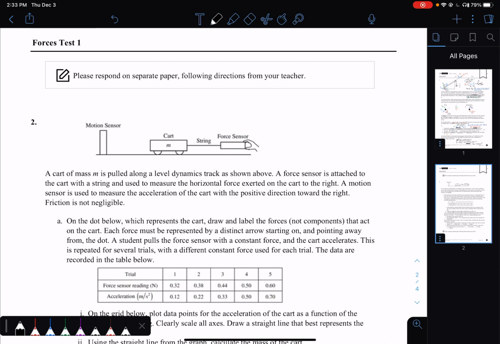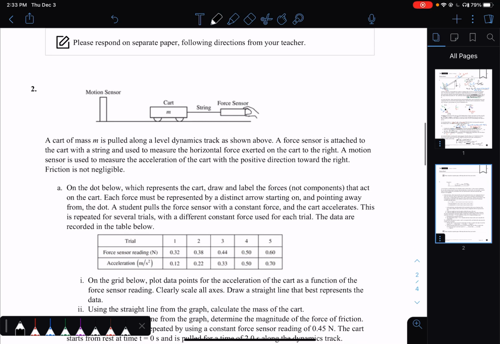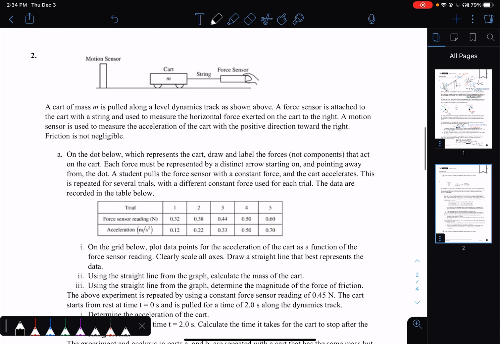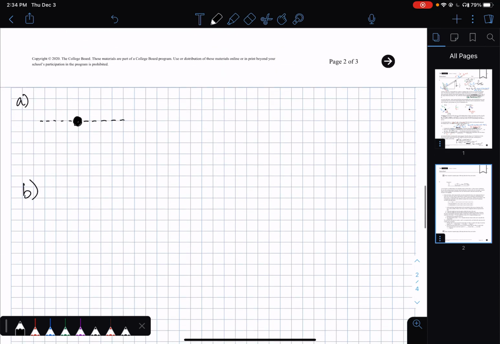So this is starting with your second free response. We have a motion detector watching a cart, and that cart is getting pulled along to the right. The acceleration of the cart is in the positive direction, so the cart is accelerating from this pulling force, and we've got a table of data there with force sensor reading and then the acceleration of the cart from that motion detector. And part A is just draw and label all of the forces that are acting on the cart.